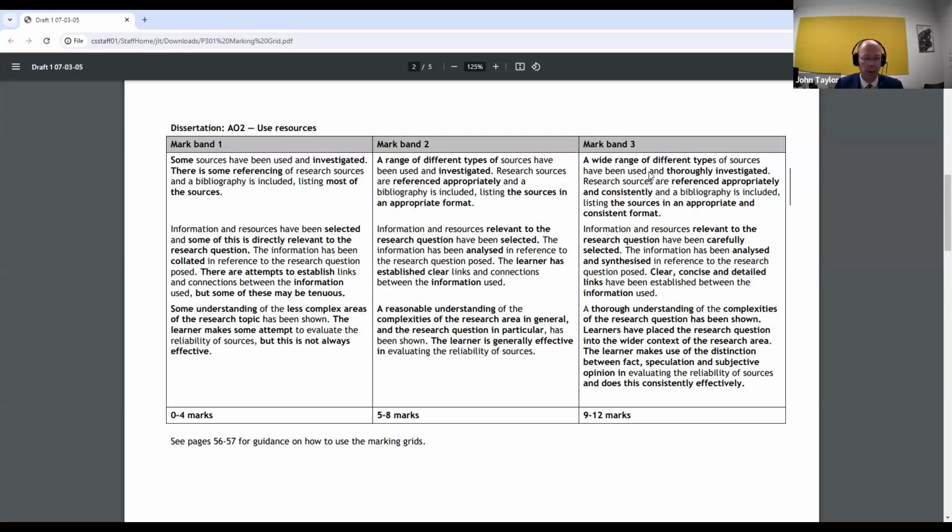You'll see that in Mark Band 1, there are references to information being collated, with tenuous links between that and the project. But in the higher mark bands, we start to see words like source analysis, so really exploring in depth the meaning and significance of the information, source synthesis, so drawing connections between sources, and source evaluation, really critically evaluating the reliability of sources. That's important for obvious reasons.